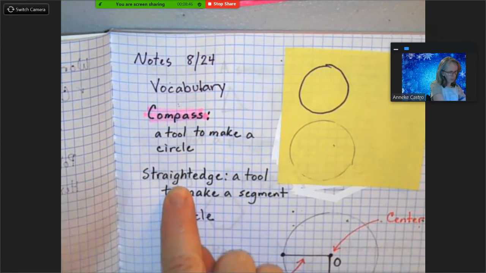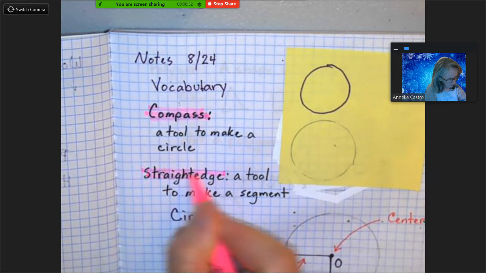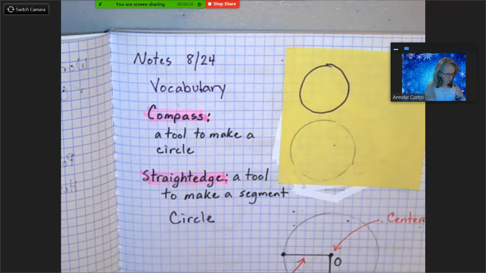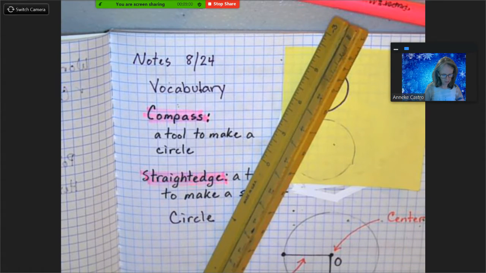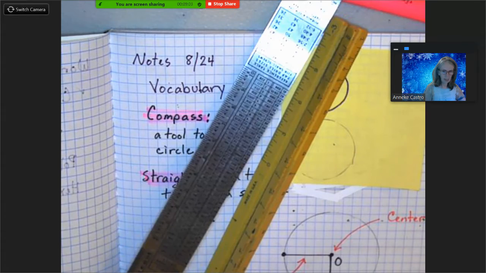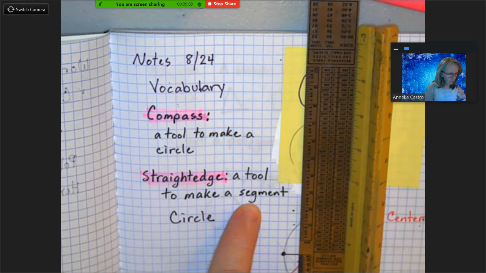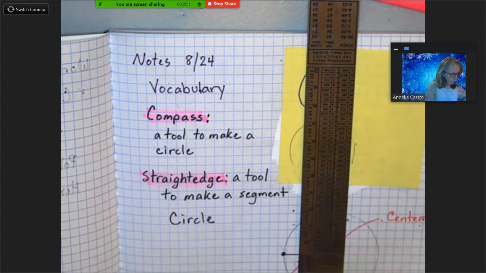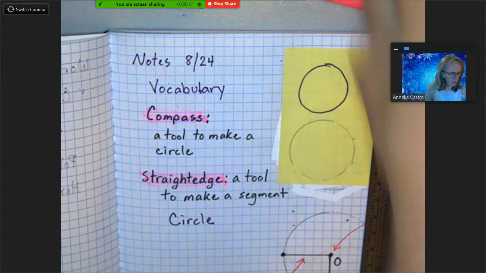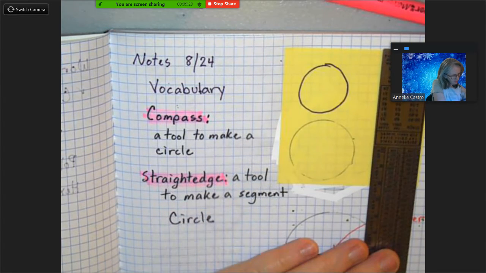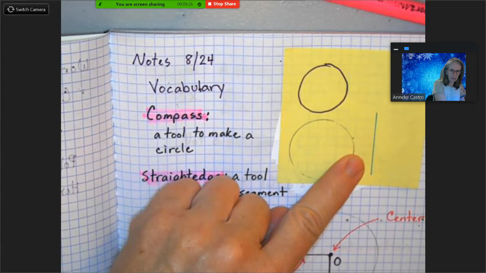The next word is straight edge. This is a straight edge. It is a tool to make a segment. So if I want to make a segment, I can just draw against my straight edge. And now I have a segment.